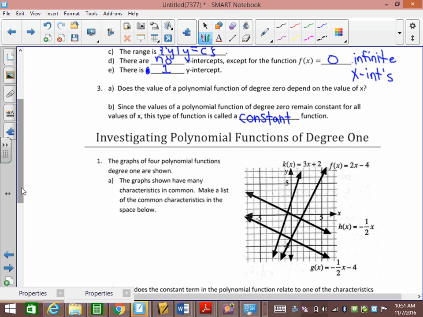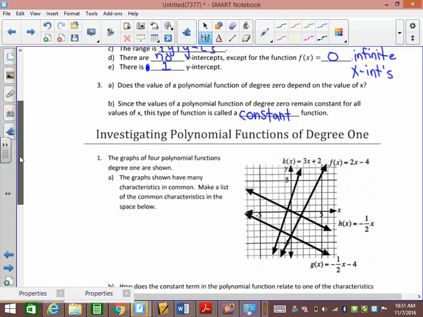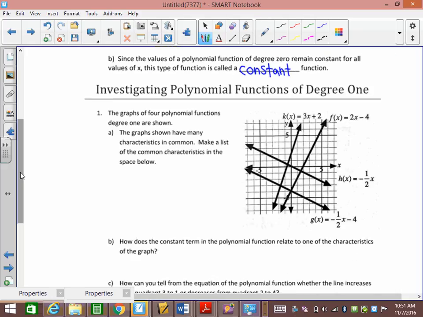So we go to degree 1 functions like we did in grade 10, and you kind of looked at them in grade 11 too. The graphs of 4 polynomial functions of degree 1 are shown. The graphs shown have many characteristics in common. Make a list of the characteristics in common in the space below. What do all these graphs have in common? They're linear, straight lines.